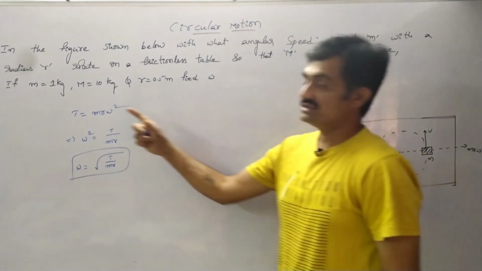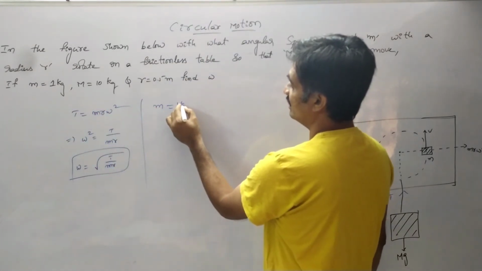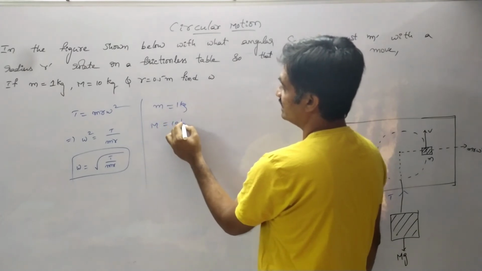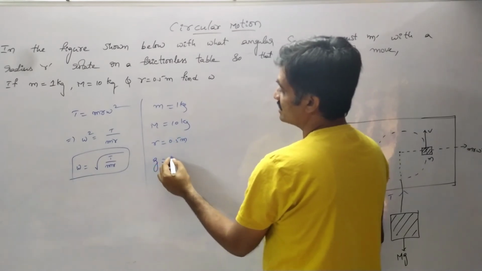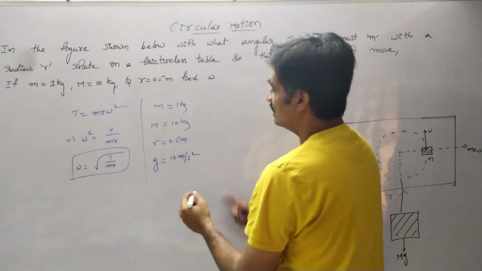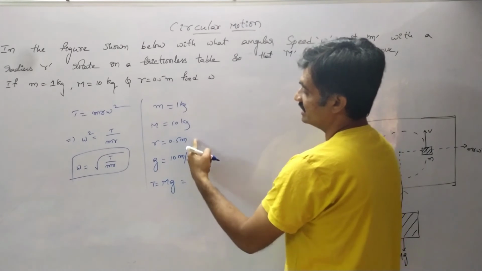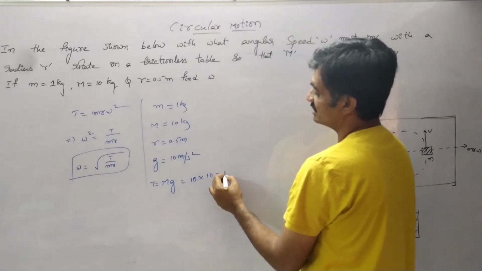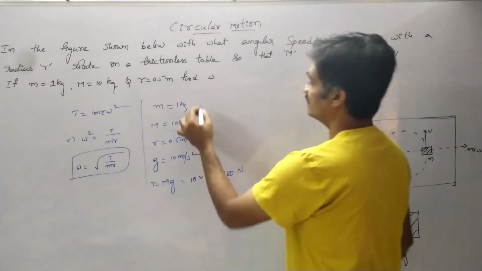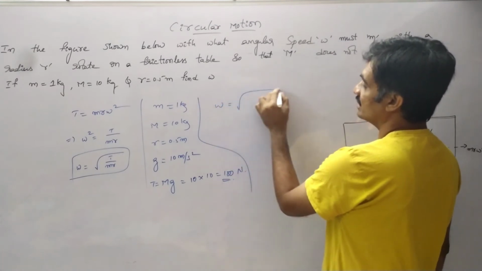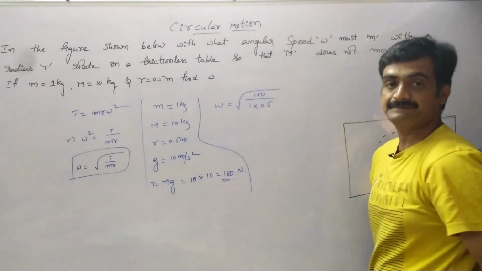Now observe that it is given that small m equals 1 kg, whereas capital M equals 10 kg and r equals 0.5 meter. And we know that g equals 10 meter per second square. Based on that, T equals capital M into g. From this equation, 10 into 10, which equals 100 Newton. If we substitute all these values in this equation, we get omega equals under root of 100 by small m is 1 into radius is 0.5.